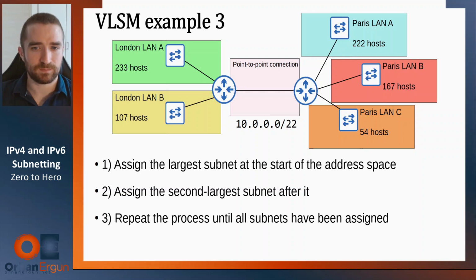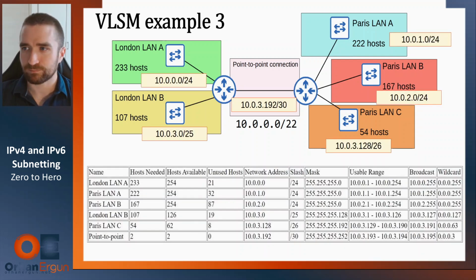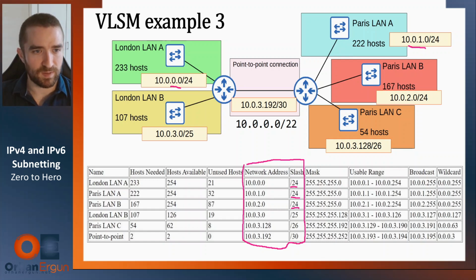Okay, hopefully you did that. Here are the answers. So you can see here the network address of each subnet and the prefix length. So we started with 3 /24s in a row. London LAN A, 10.0.0.0/24, and then Paris LAN A, 10.0.1.0/24, and then Paris LAN B with 10.0.2.0/24. So 3 /24 subnets in a row.